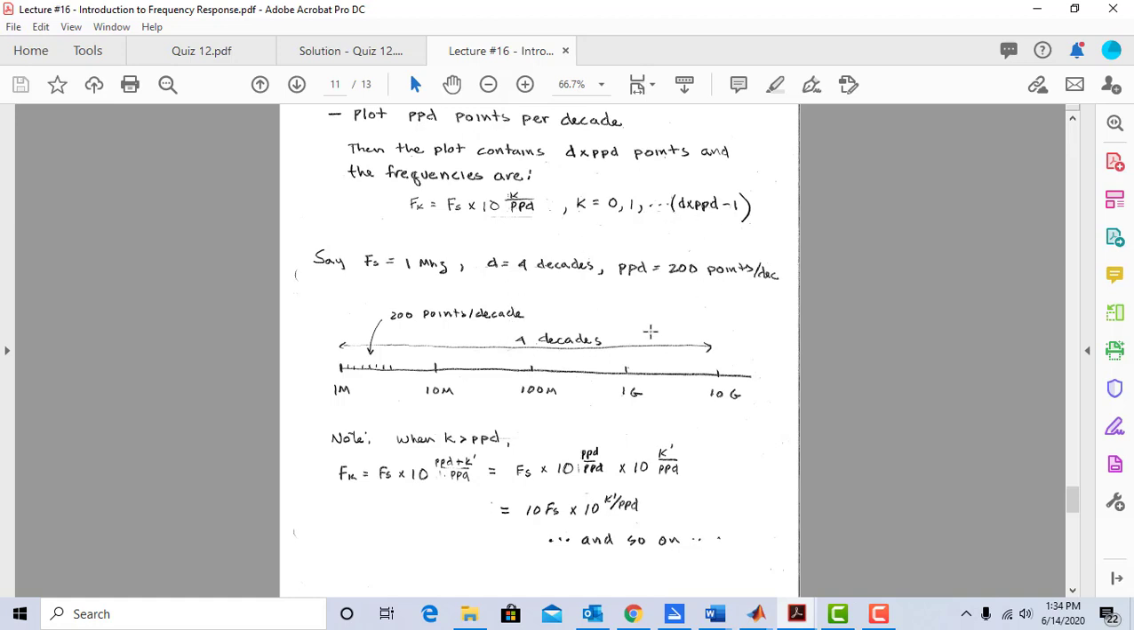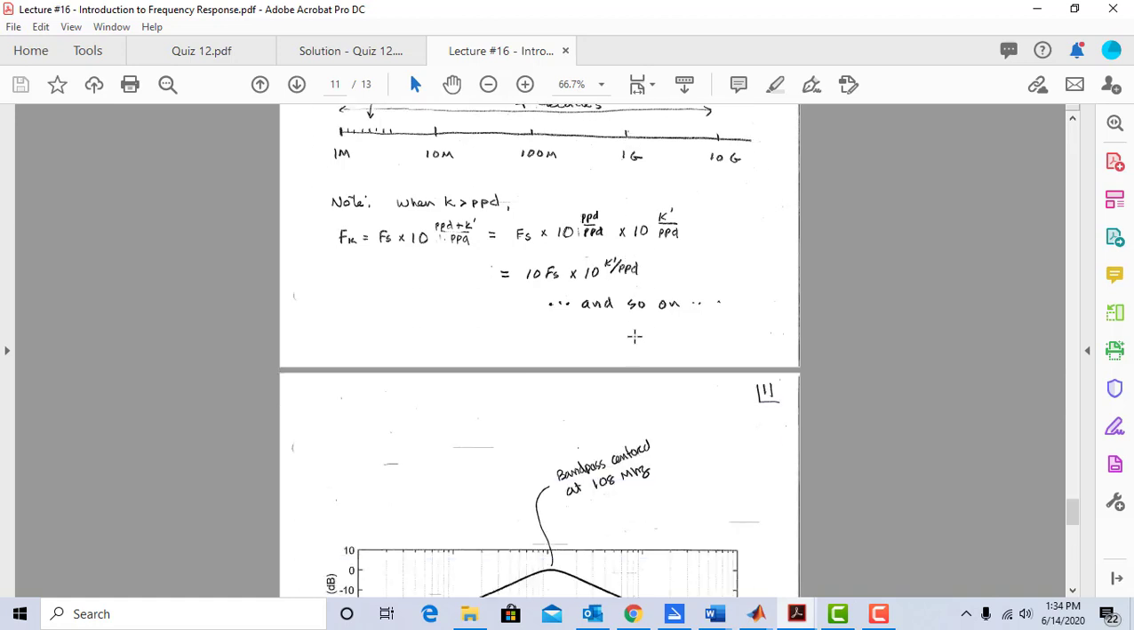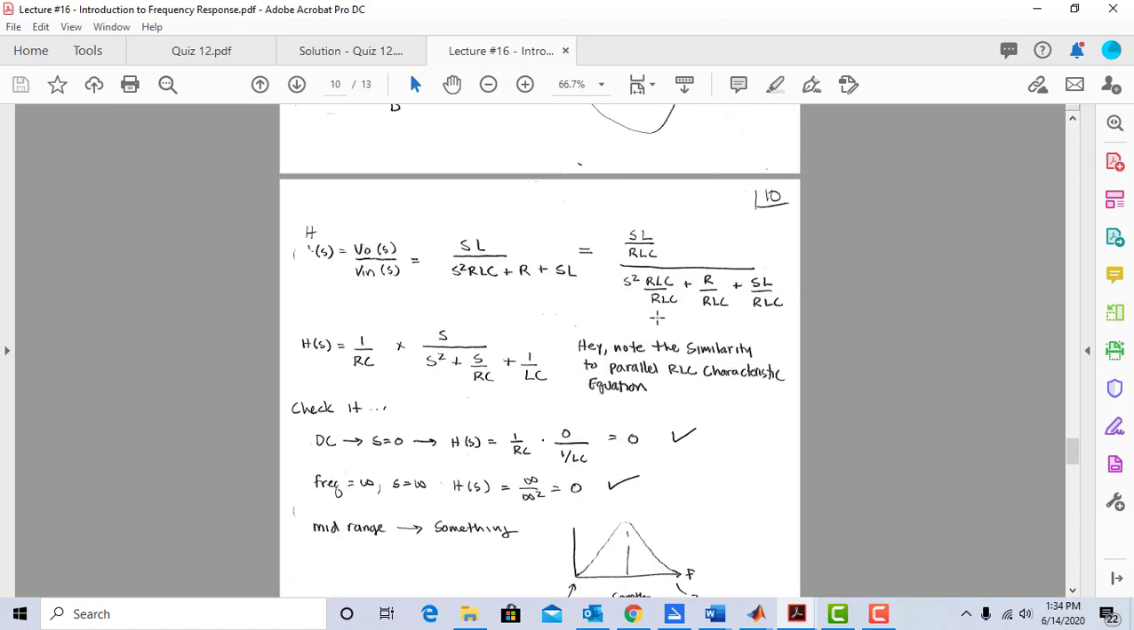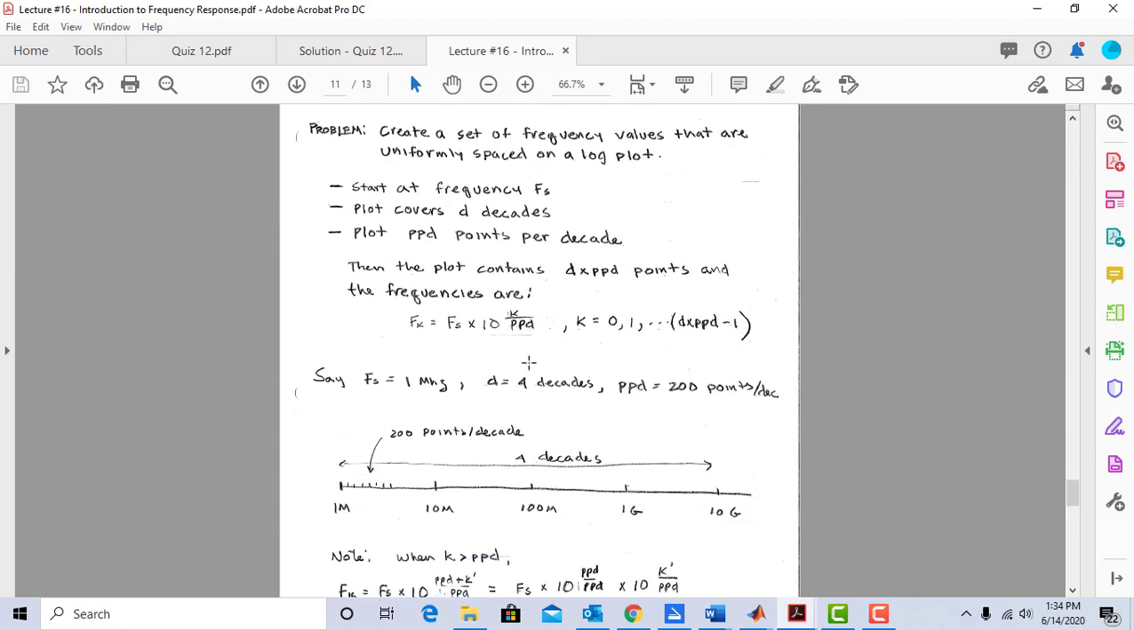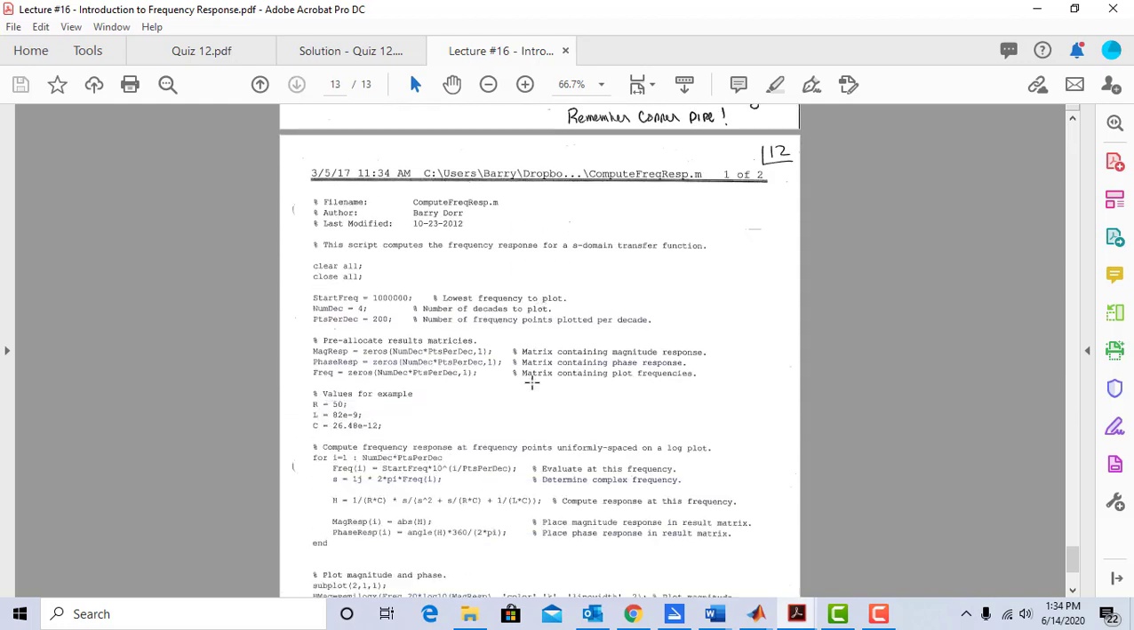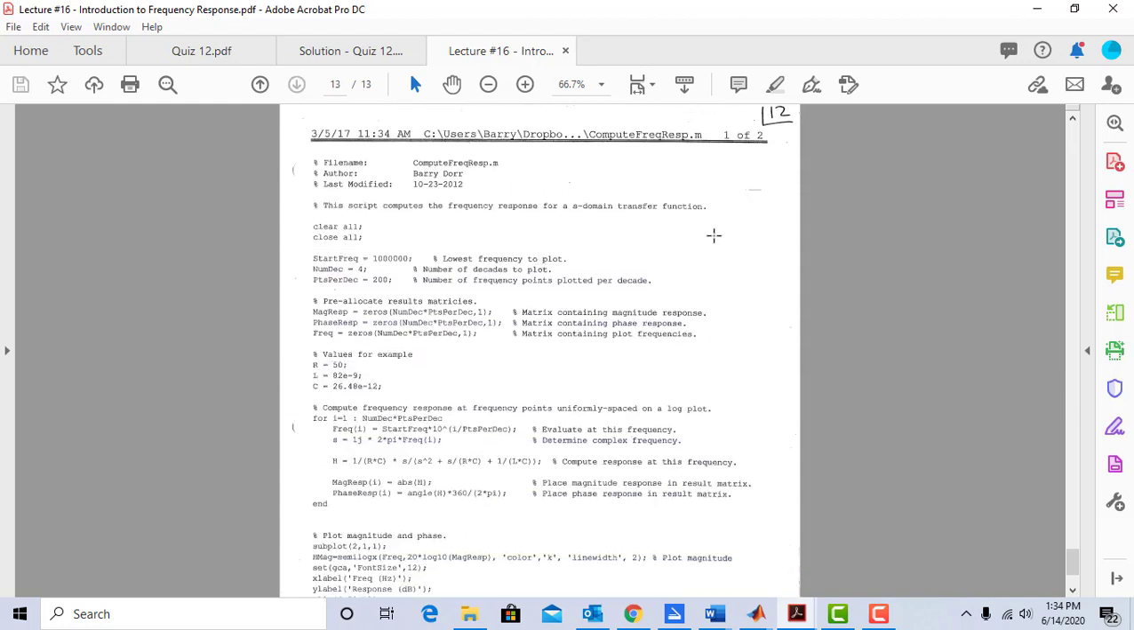All right, let's move on. Let's take this transfer function right here, and let's plot the frequency response using Matlab. So we're going to go to my little compute frequency response function, which I've posted on Blackboard. If you're not in my class, if you're somewhere out there on the internet, my email address is bdorr, B-D-O-R-R, at sdsu.edu. And chances are I'll just send you a copy of it, especially if you bought my book.